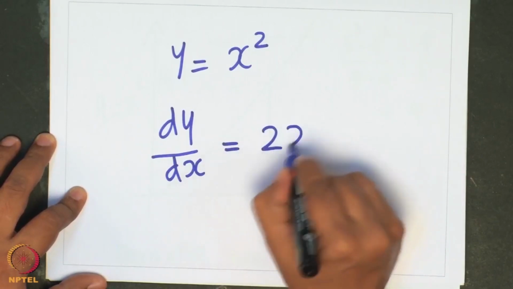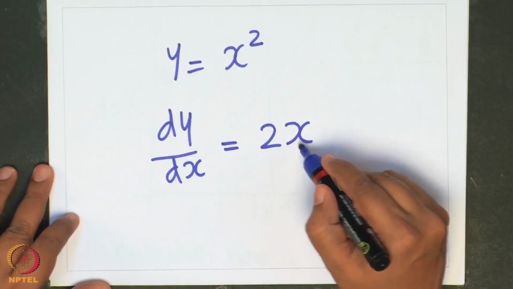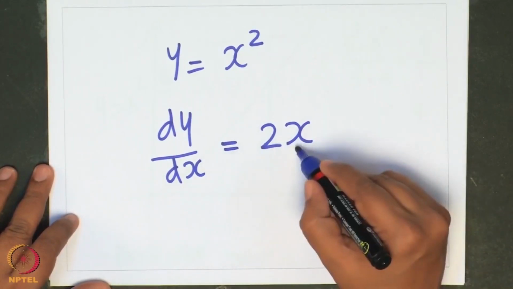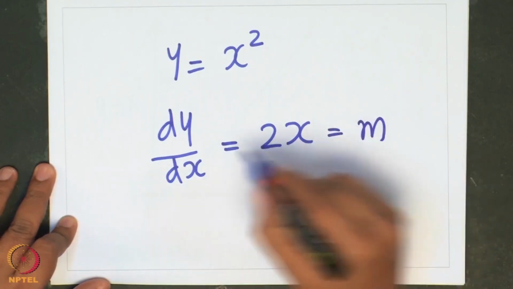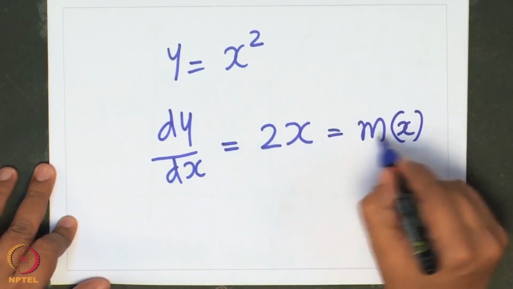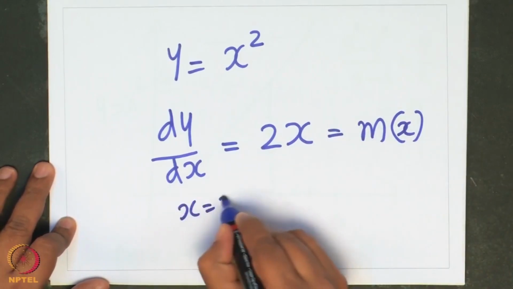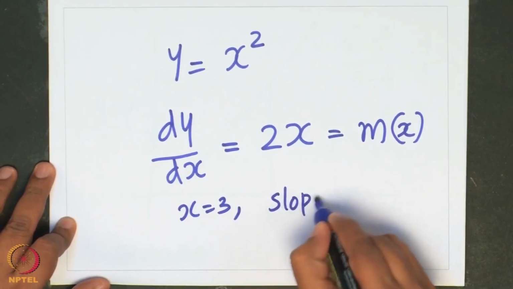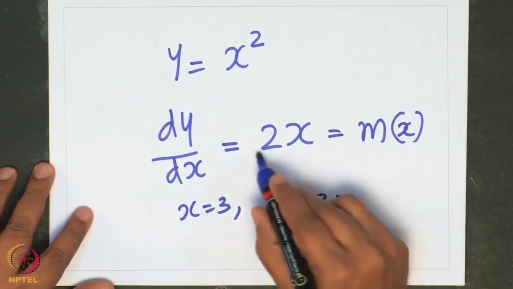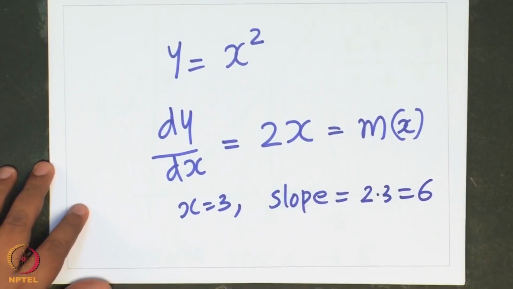See, it turns out that the answer is 2x. So depending on what value of x you calculate for, you will get dy by dx, which is a function of x. In other words, the slope, which is m, is a function of x. If x is 3, the slope is 2 times 3, which is 6. That is what we did.